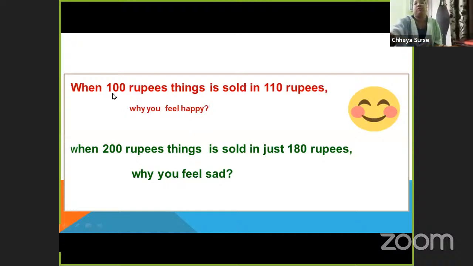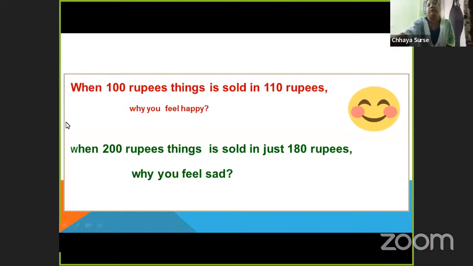So one is when 100 rupees is sold for 110 rupees, that we feel so happy. And when a 200 rupees thing is sold for just 180 rupees. Here is the difference.